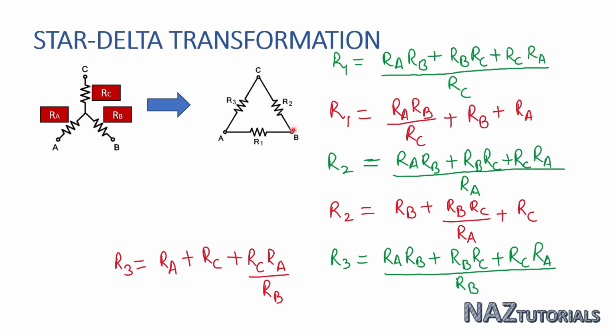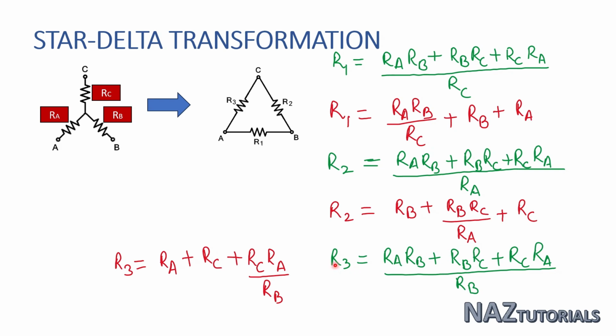Now see the resistance between point B and C, that is R2. R2 is RA-RB plus RB-RC plus RC-RA divided by the remaining point resistance, that is RA. Now you can derive it. R2 is the resistance between point B and C, so this is RB plus RC plus RB-RC divided by RA.